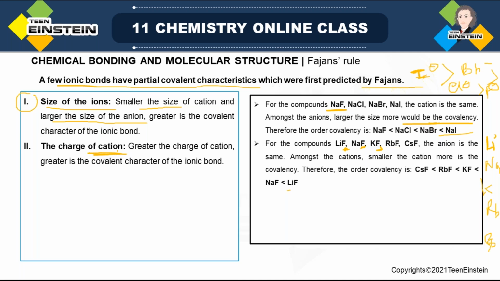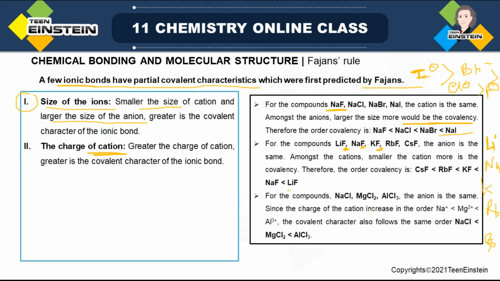Suppose you have taken two examples. In both cases, the anion is the same, because you are comparing charge. You have to fix the anion. If you change both of them, comparison is difficult. So if you want to know the effect of charge, you have to fix the anion and just change the cation. In one cation, suppose a 2 plus charge, another cation suppose a plus 1 charge. Obviously the cation having the higher charge, the greater the charge of the cation, the greater will be the polarization, and the greater will be the covalent character of the ionic bond.